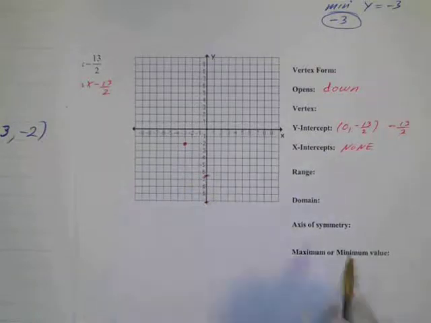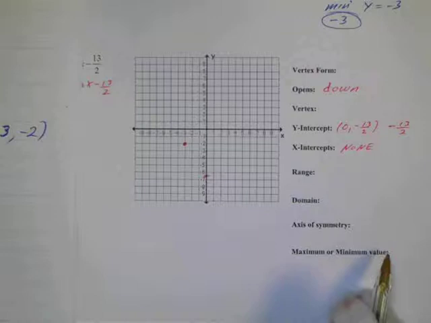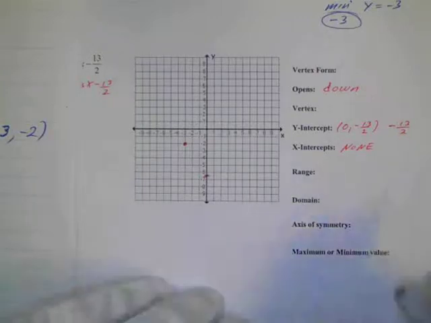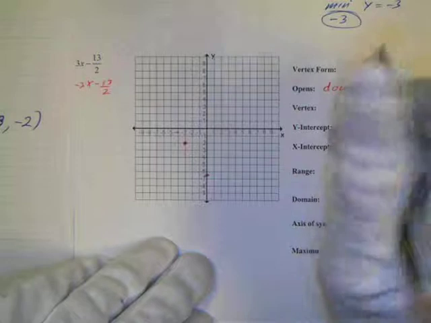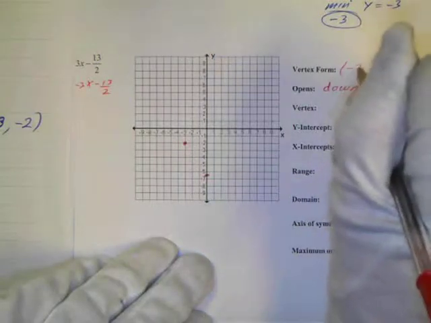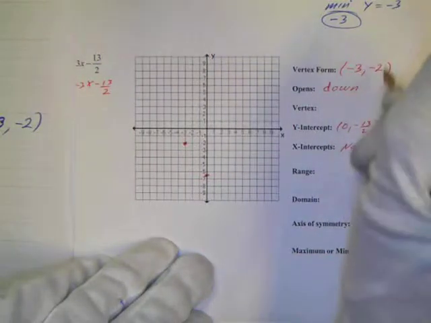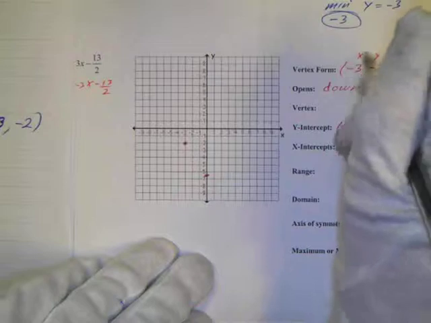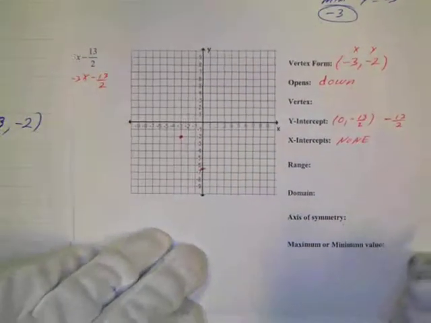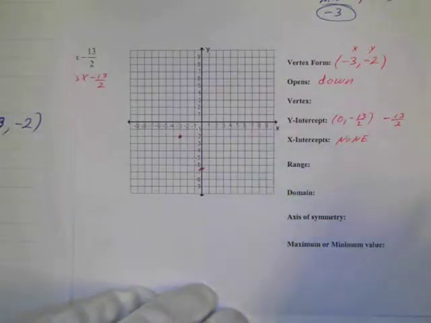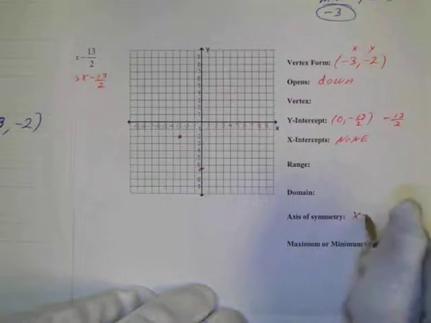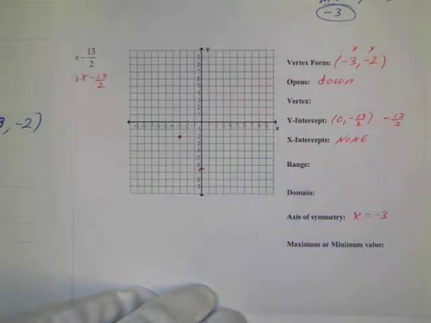So we do have the vertex, and the axis of symmetry is the x value of the vertex. Let me put the vertex in. I didn't do that. Excuse me. That's going to be -3, -2. And this is the x and this is the y. And the x value is just the axis of symmetry. Okay, so the axis of symmetry will be x equals -3. So I'm going to drive that in.